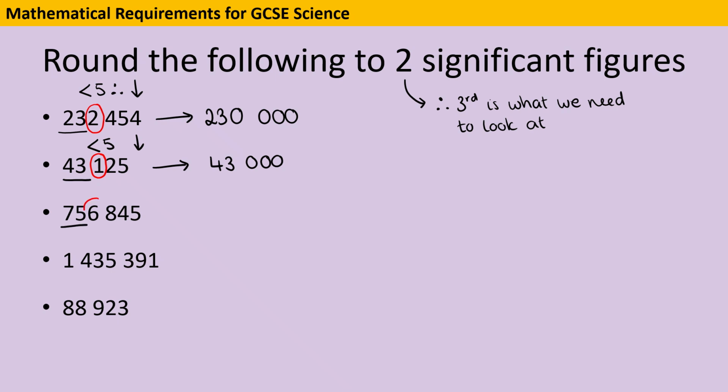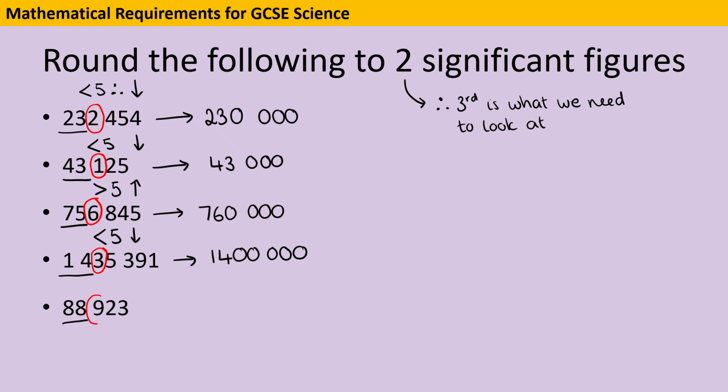For this third one, the third value is greater than 5, so we're going to be rounding up. And therefore we're going to get 760,000 because the 5 is rounded up to be a 6. Then for the next one, we've got another value that is smaller than 5, so we're rounding down and we get 1.4 million. And then we have another value that is greater, so we're rounding up and we get 89,000.